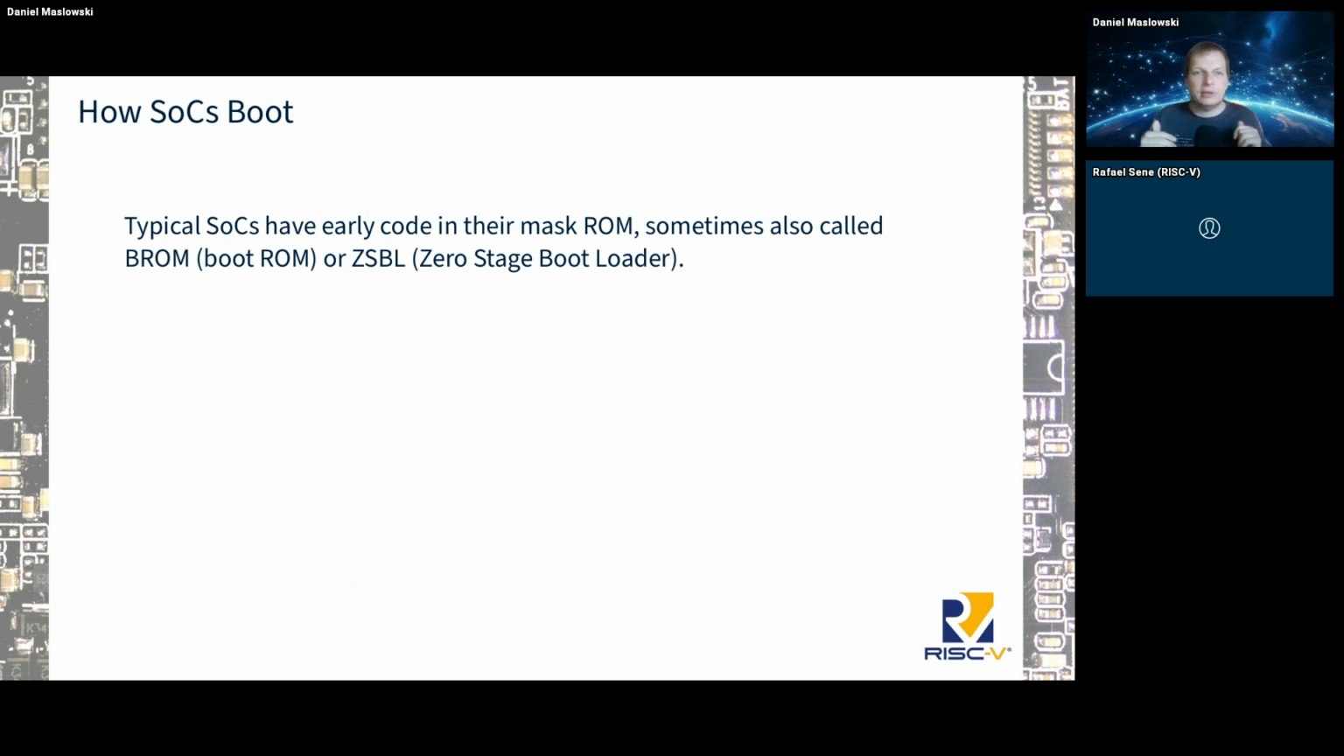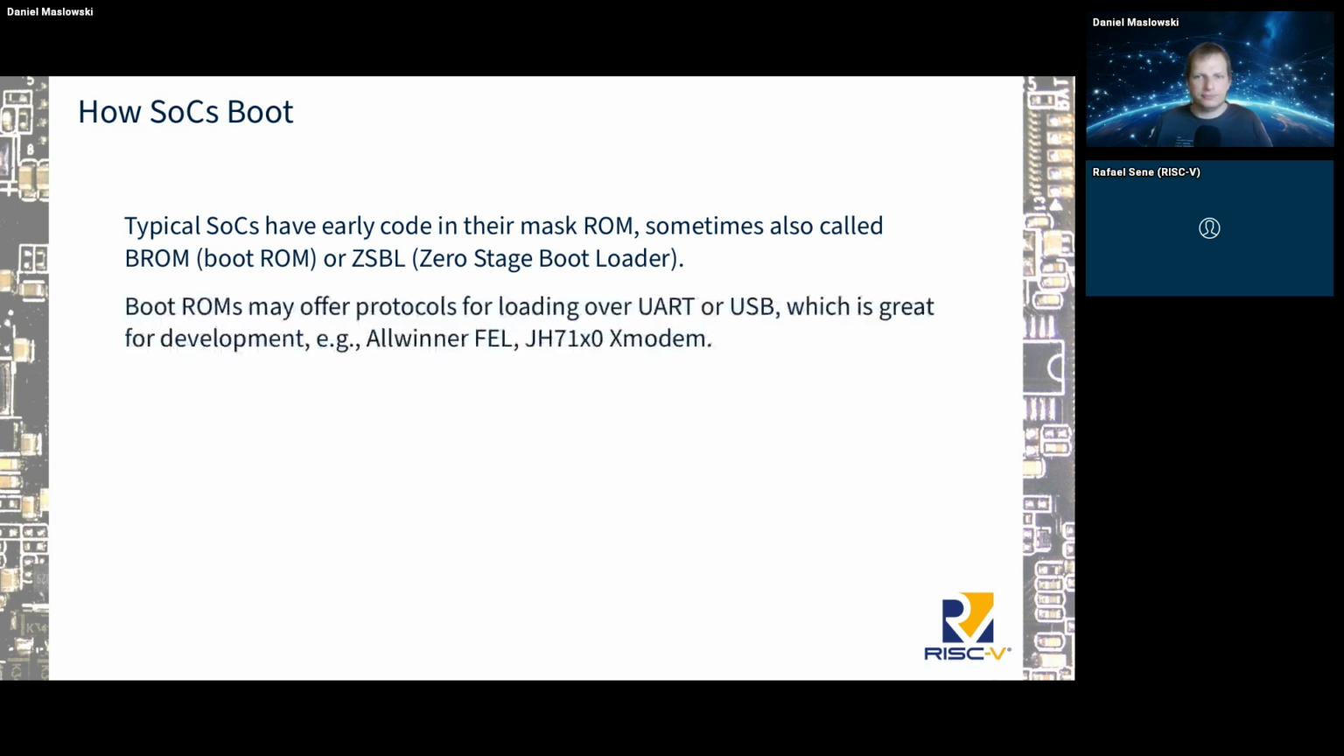So a typical system on a chip would have some code baked into a so-called mask ROM. That is really baked into the chip itself. It's also sometimes called something else like boot ROM, or there is the term ZSBL that we also have sometimes in RISC-V, meaning zero-stage bootloader, right? So it's like stage zero, the thing that is coming before everything else in a sense. So yeah, and that is the stuff that you cannot actually change. So you need to know how it works in order to continue from it.